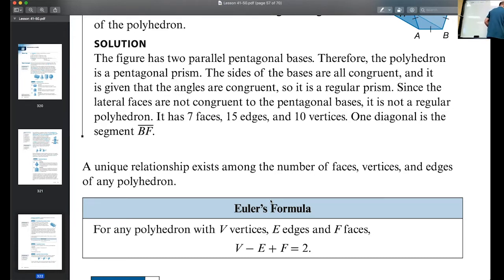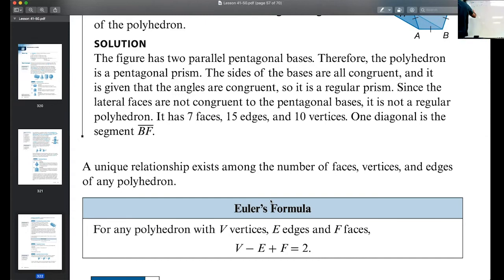Yeah, it's kind of a weird pronunciation, but he has a formula that works for every polyhedron. Okay, here's his formula for any polyhedron with V vertices, E edges, and F faces. So the number of vertices minus the number of edges plus the number of faces always equals 2. Okay, so if you are solving for one of these, you can either rearrange that equation or you can just plug in what you know and solve for what's left.